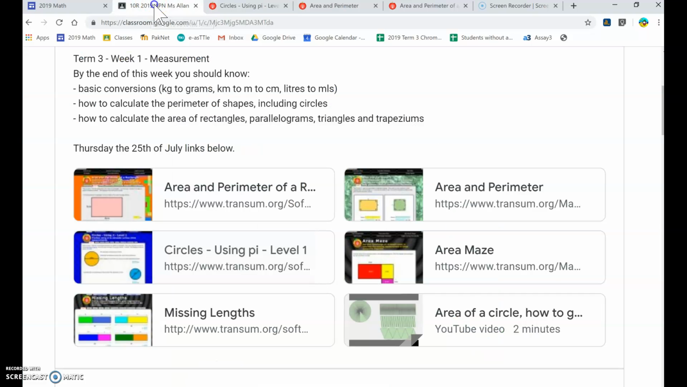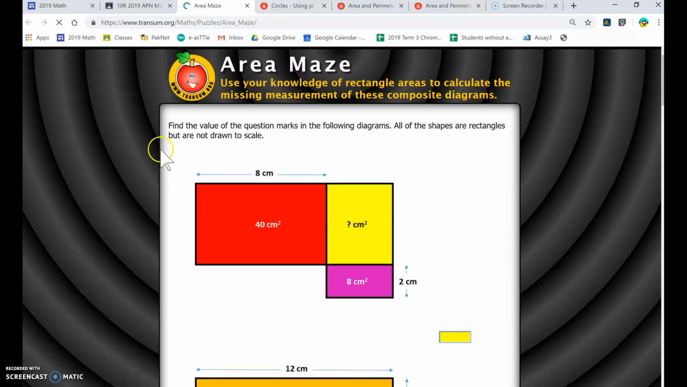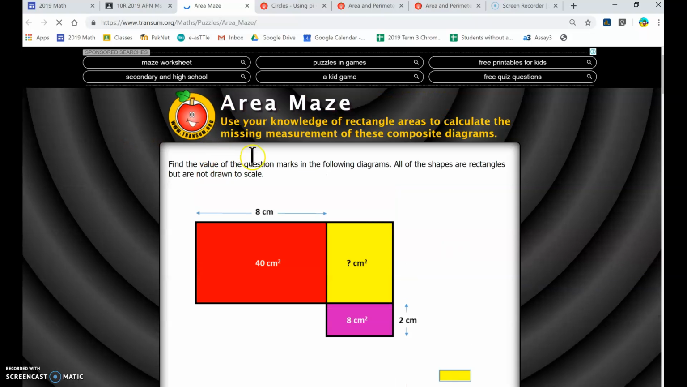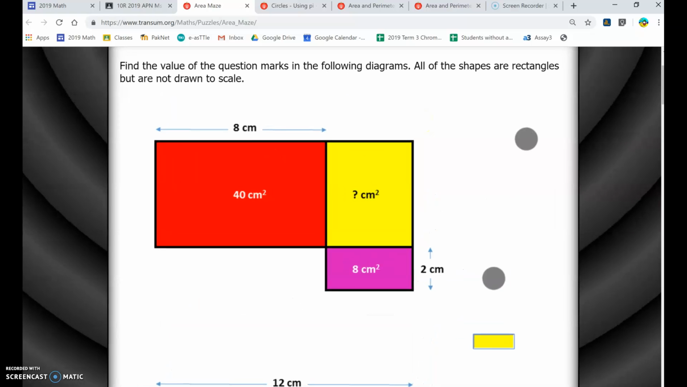Okay, that was the next one. The next one here is kind of a bit of fun. Find the value of the question marks. So we need to find this area here. So if this is 8 and that is 4, what's this length here? That's 8. 2 times 4 is 8. So this length must be 4. And this is 8.